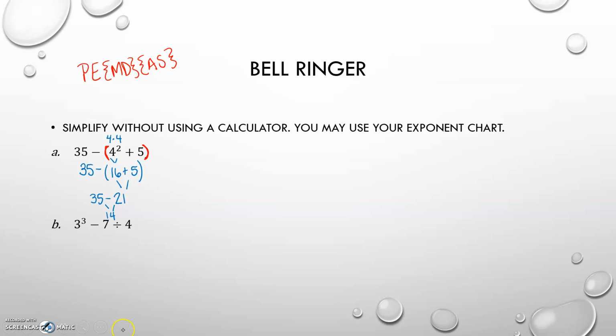For the second one, still using order of operations, the first thing I'm going to take care of is this exponent. So I'm going to get 3 to the third power. This means 3 times 3 times 3, and that's going to give me 27. Everything else stays exactly the same. Now, according to the order of operations, I don't have any parentheses or exponents now, but I do have multiplication or division, so I'm going to take care of that. And I'm going to get 27 minus, and I'm going to get a decimal, and that's okay. If I divide 7 by 4, I'm going to get 1.75.